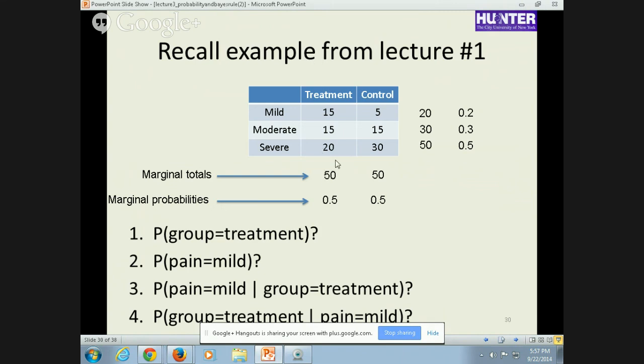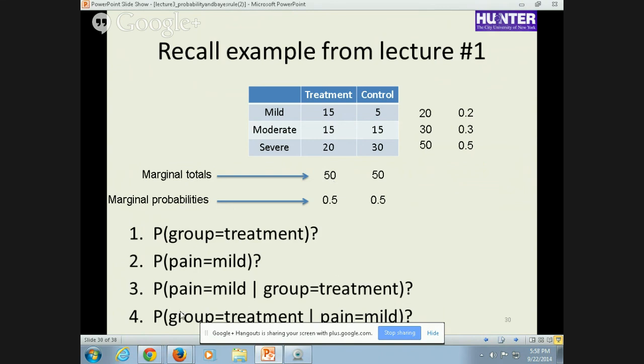0.5. Yeah. What about the probability that an individual in this study reports mild pain? 0.2. Yeah, 20 out of 100. The probability that the individual reports mild pain given that they're in the treatment group? Yeah, 15 out of 50, so 0.3.